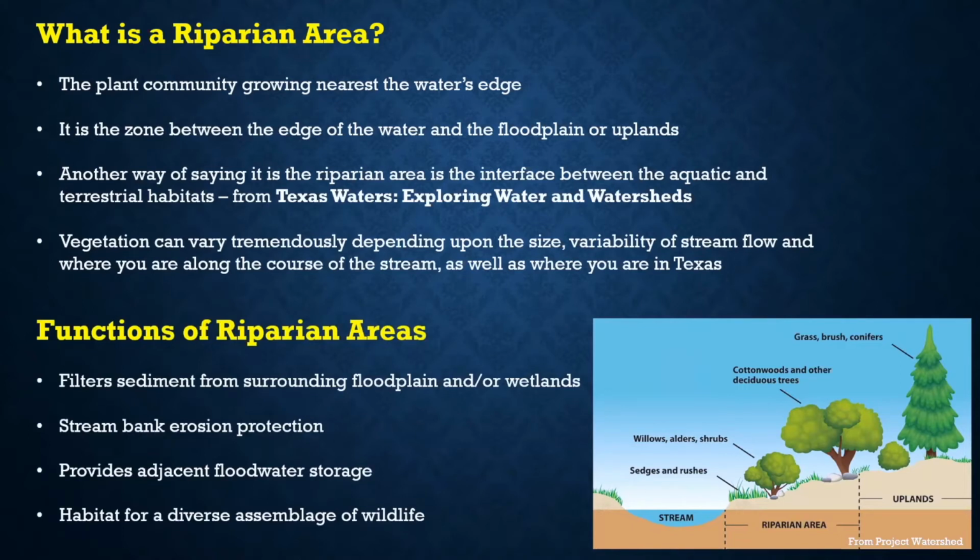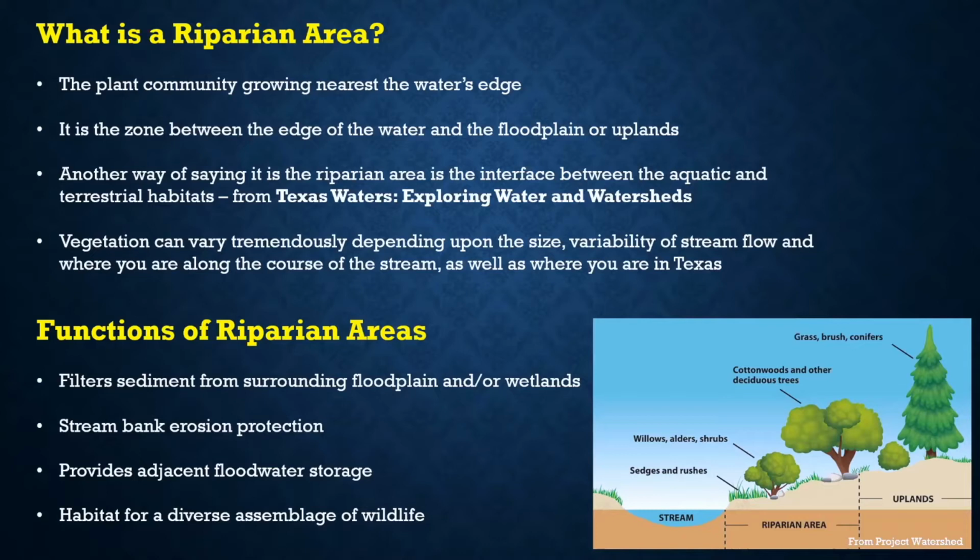Functions of riparian areas, of course, include filtering sediment from the surrounding floodplain and wetlands. So basically, it's a filter. If there's runoff of soil coming down from above, that riparian area can help slow that sedimentation down from getting into the waterway. So that's a big help. And when you don't have those riparian areas, that's why you typically will see a lot of runoff that is soil laden or nutrient laden and can cause significant problems in wetlands.